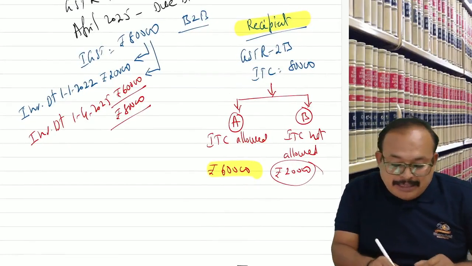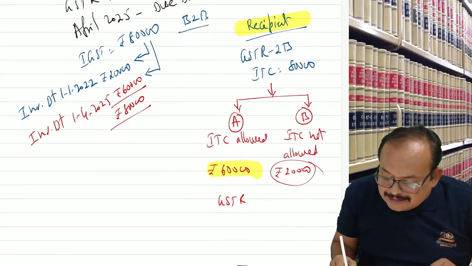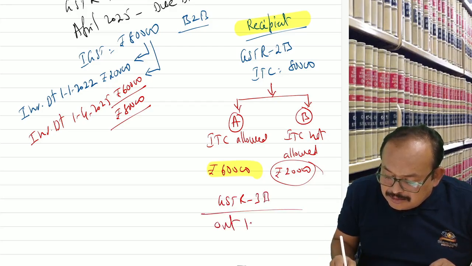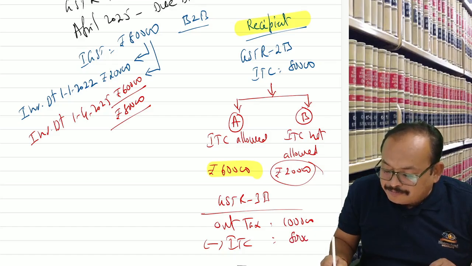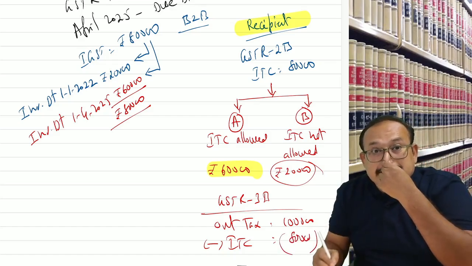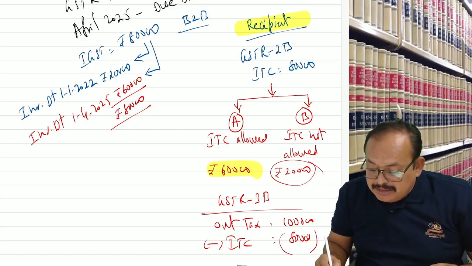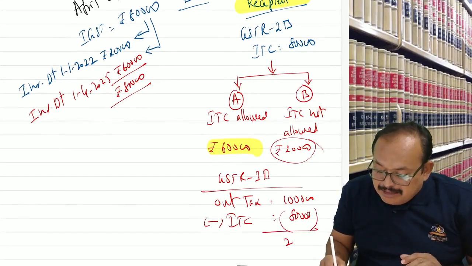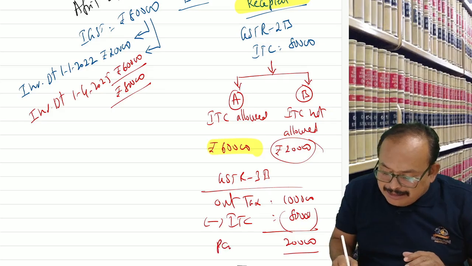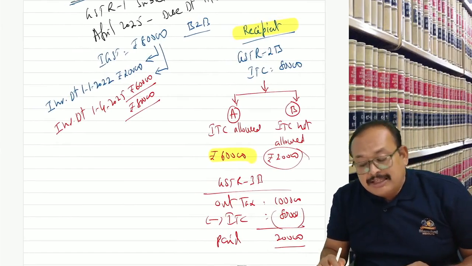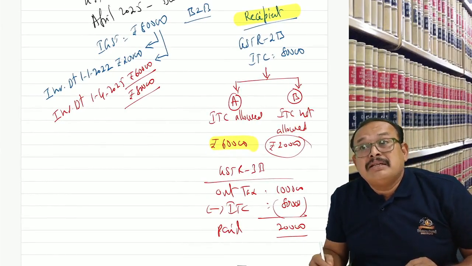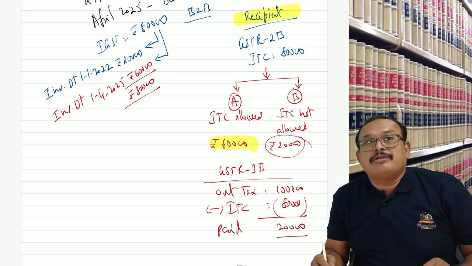Assume the recipient, while filing his GSTR 3B, has output tax of 1 lakh. He availed not 60,000, but by altering GSTR 3B, he availed rupees 80,000. Utilized. The balance 20,000 rupees is paid by electronic cash ledger. How much did Mr. Recipient avail and utilize ITC? Wrongly, 20,000.